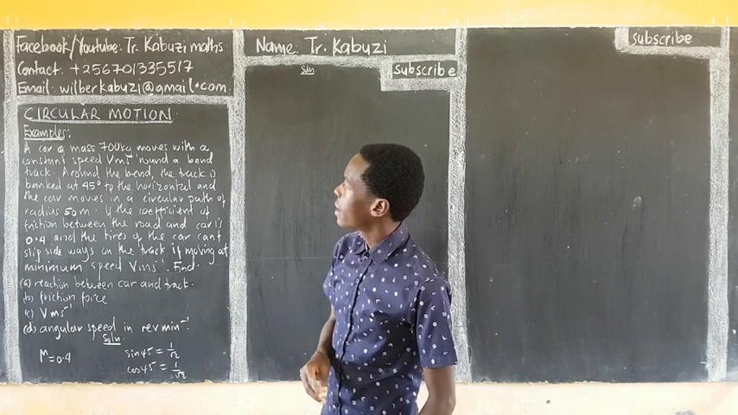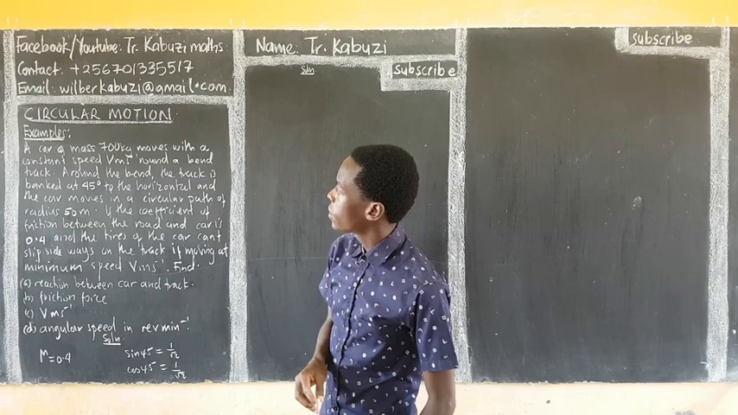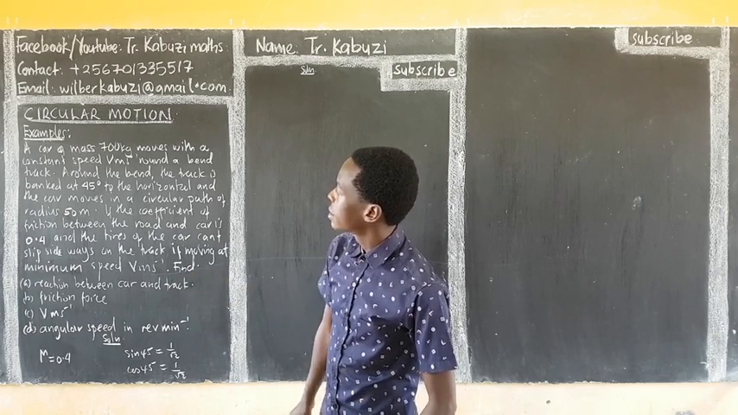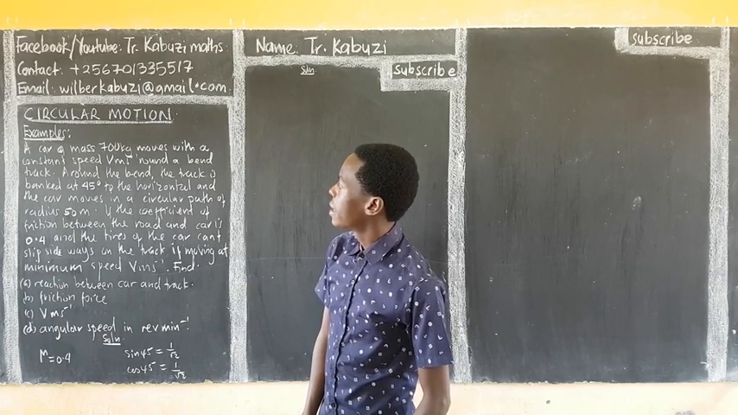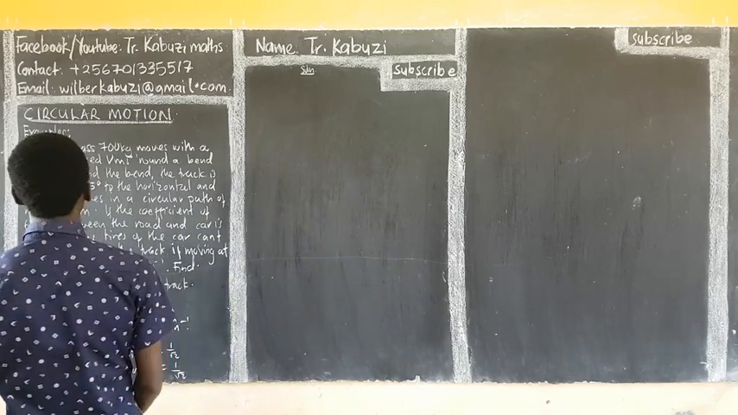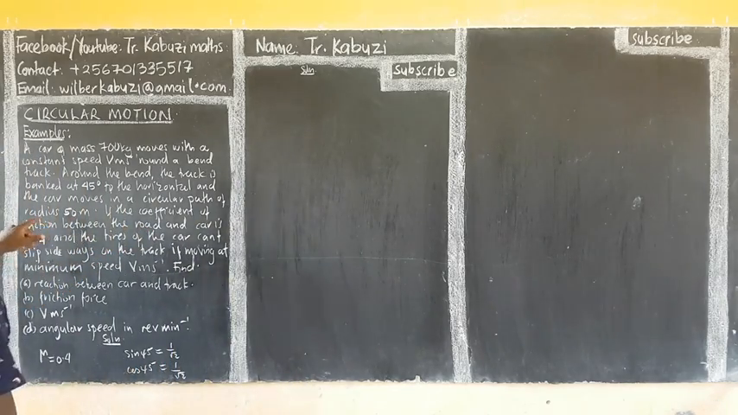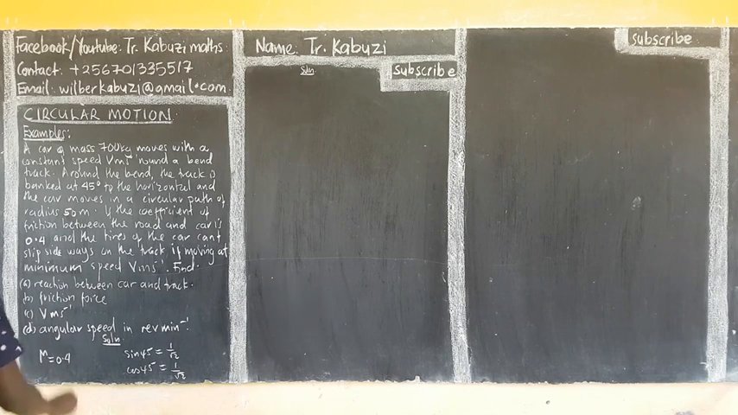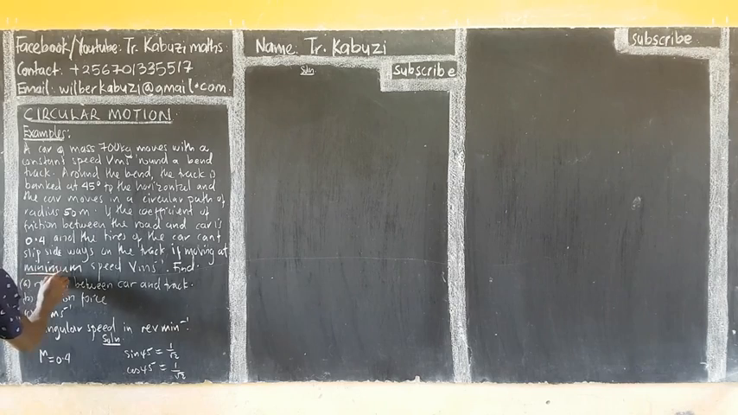So a car of mass 700 kilograms moves with a constant speed v round a bent track. Around the bend, the track is bent at 45 degrees to the horizontal and the car moves in a circular path of radius 15 meters. If the coefficient of friction between the road and the car is 0.4 and the tires of the car can slip sideways on the track if moving at the minimum speed of... now it's not here, they are telling us minimum speed.